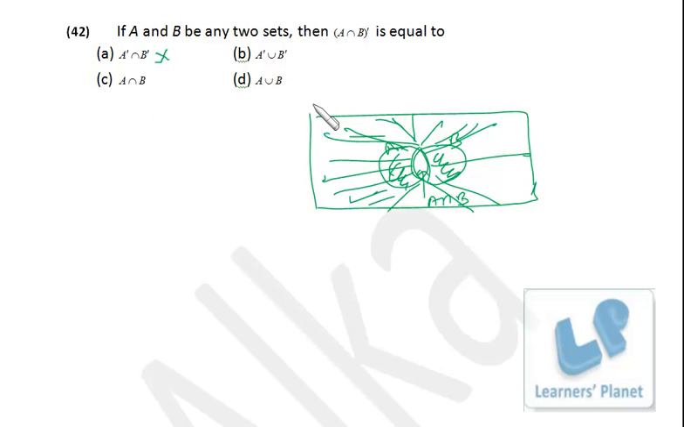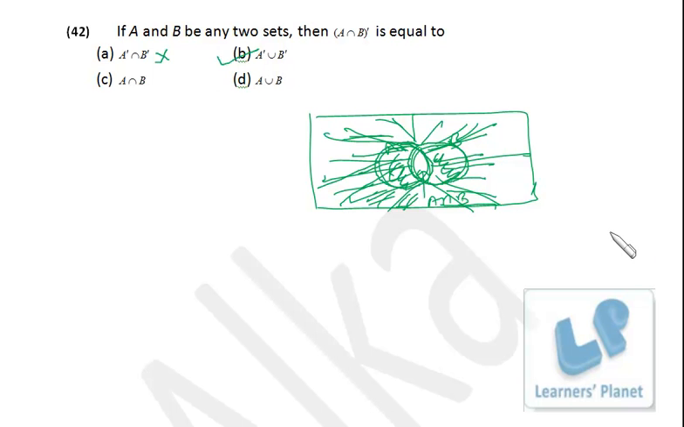A dash union B dash. So if we take A dash, then the complete area outside this circle will be taken up. B dash, that means outside this circle the complete area will be taken up, right? That means this complete area is also calculated and this complete area is also calculated, right? So A dash union B dash will be the correct explanation of A intersection B whole dash.